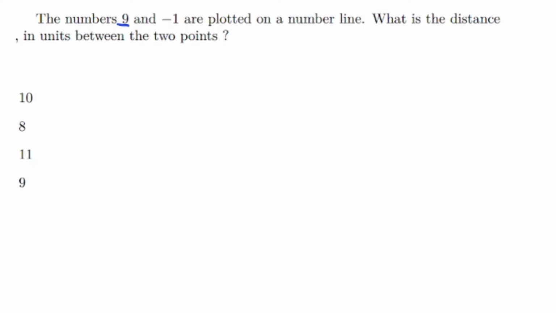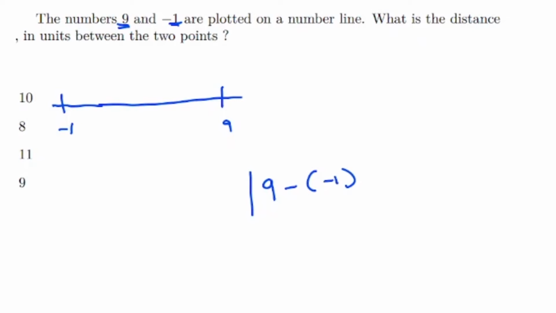The numbers 9 and -1 are plotted on a number line. What is the distance in units between the 2 points? So again, you could draw the number line and figure out how many units there are in between these 2 points. Or you could just do the easy way, which is 9 minus -1 and put the absolute value sign. And this is 9 plus 1, which is 10. And so remember that when you're working with two negative signs next to each other, so a negative and a -1, you would get a 10.